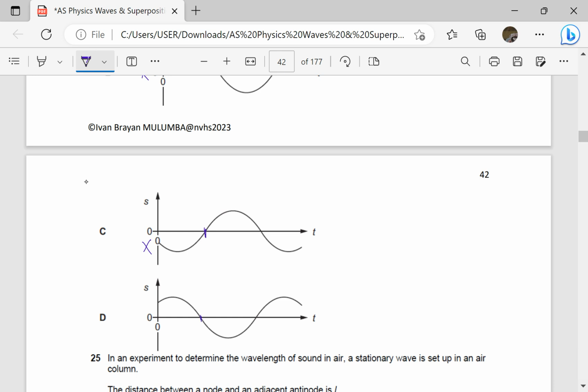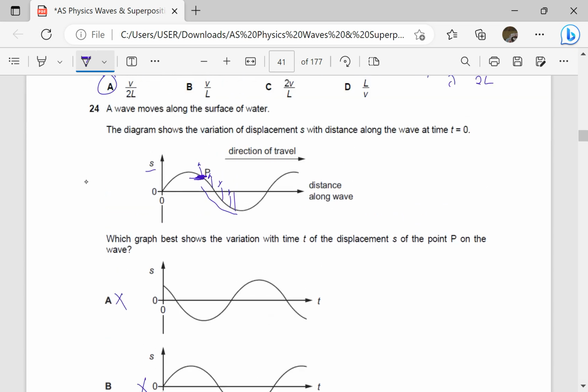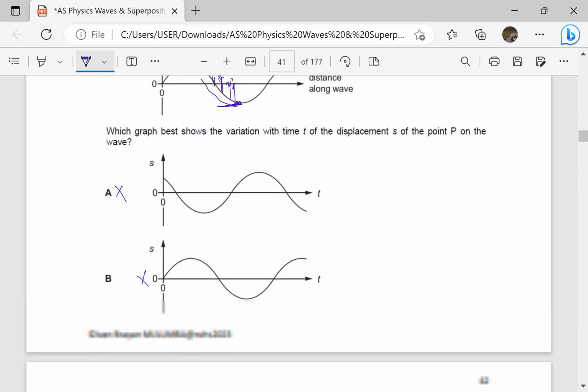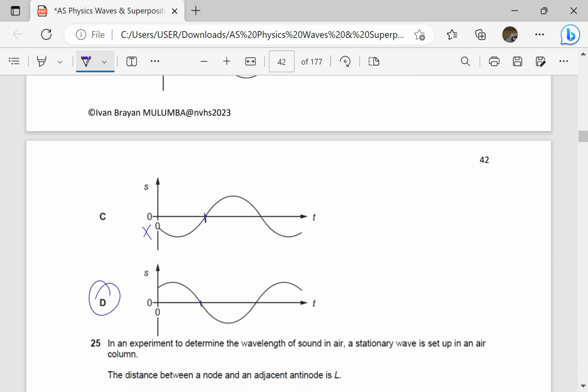So the answer is going to be D, because here the particle is vibrating upwards. It reaches this end, the particle is vibrating upwards, and the speed becomes 0 at this point here. It does not become 0 here. Therefore, this disqualifies A, and our answer is going to be D.